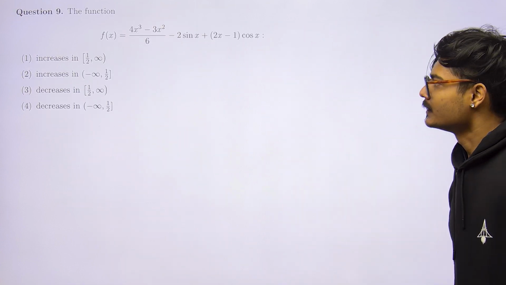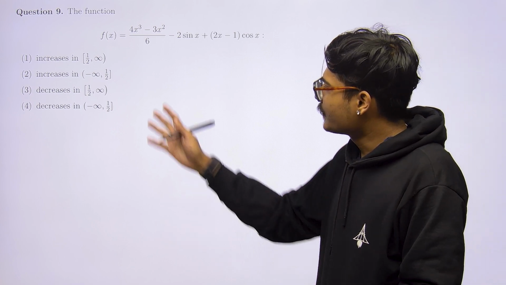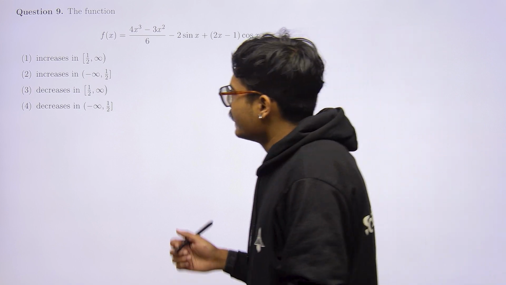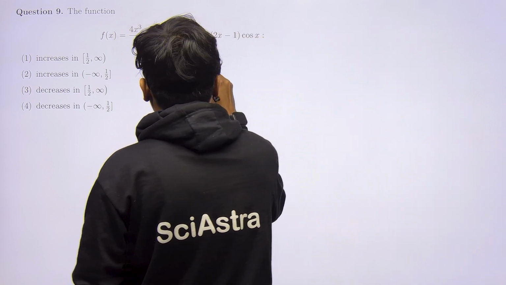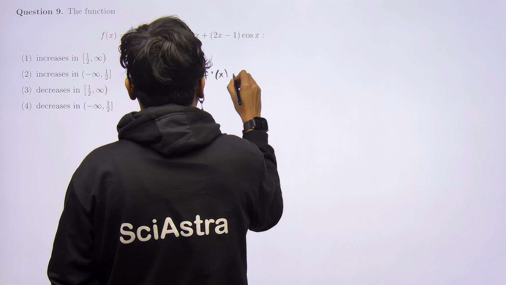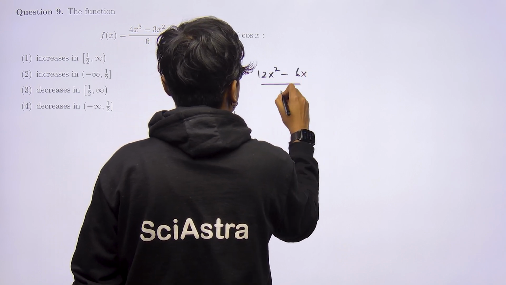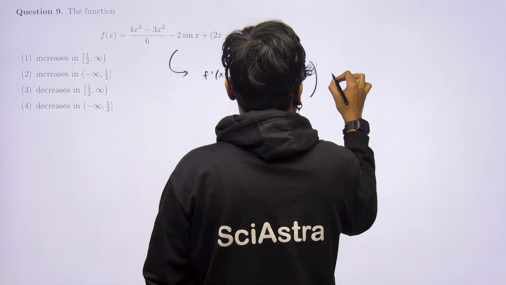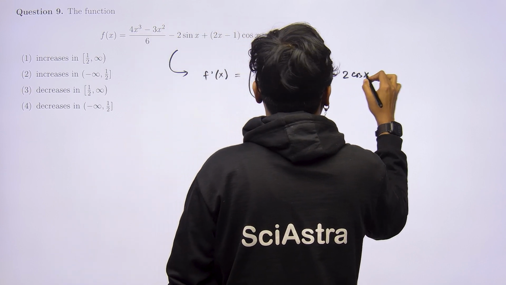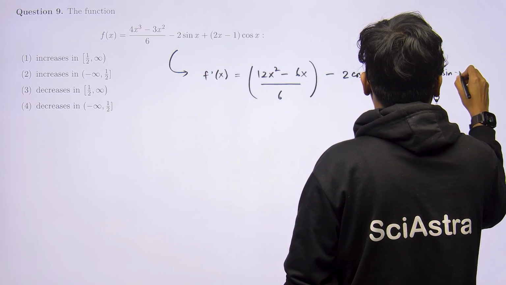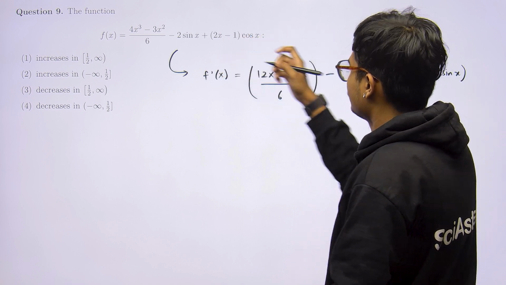Coming to the next question. So you have a function given to you and you have to figure out in which intervals this function is increasing or decreasing. So obviously you have to find the derivative of this function. So f prime x turns out to be 12x square minus 6x divided by 6 minus twice of cos x. Now this last one is going to be plus 2x minus 1 times minus sin x plus 2 times cos x.